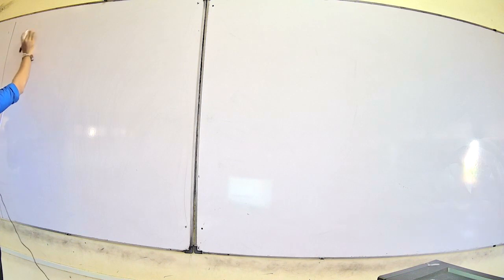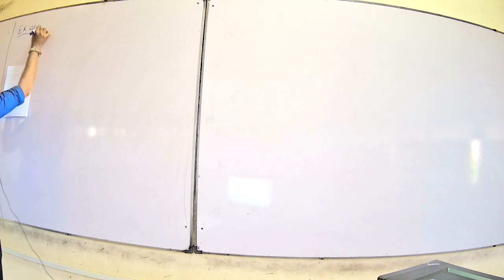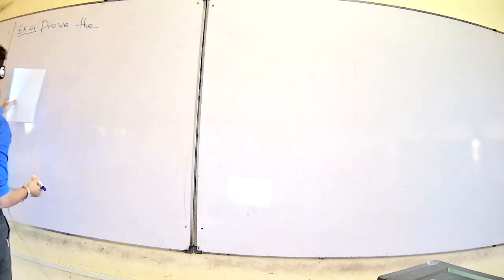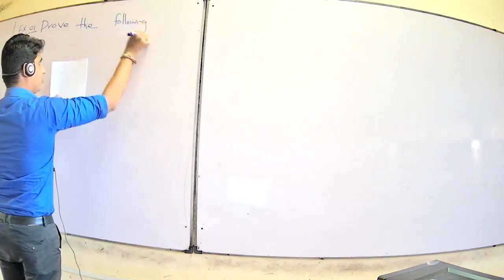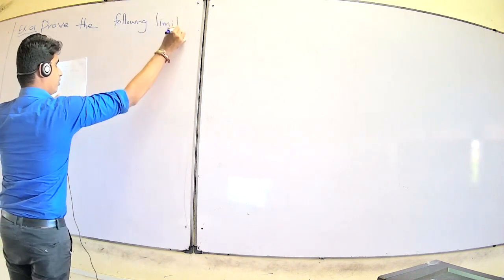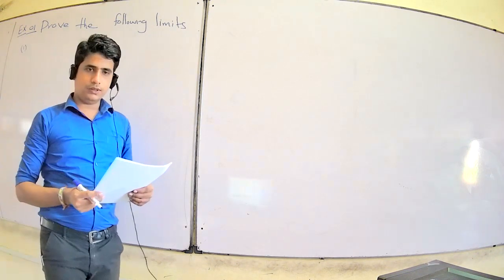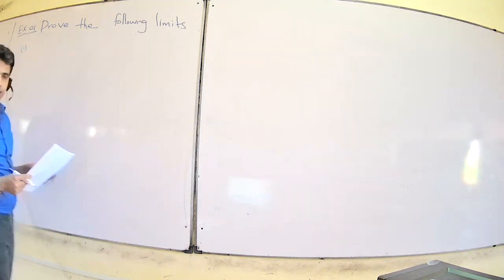It is your question, right? It is exercise number 1. Prove the following limits. First question, prove the following limits. That means you want to use the epsilon delta definition. You want to prove that the limit exists.